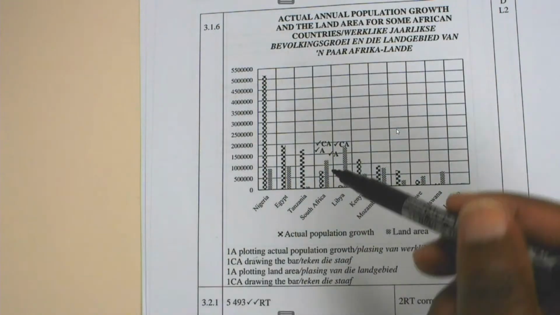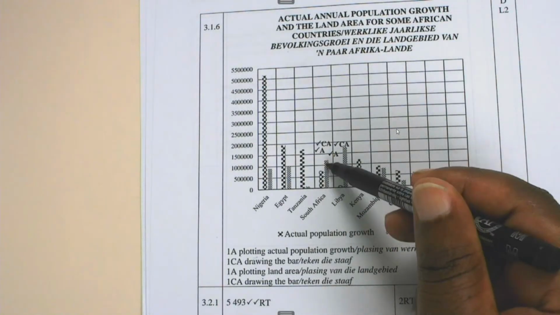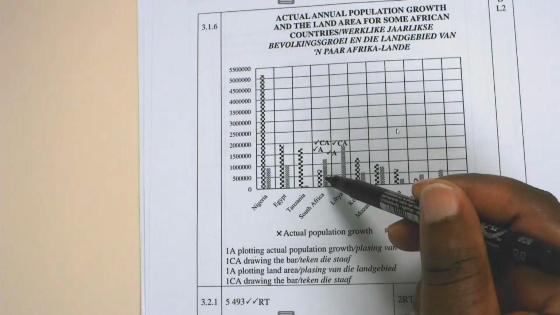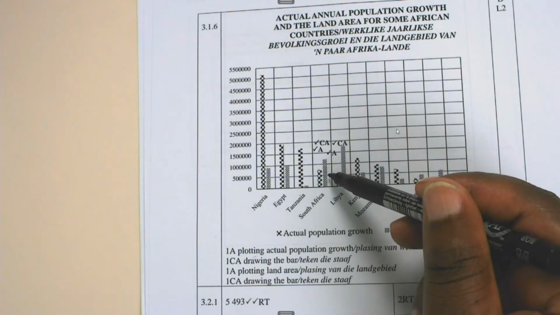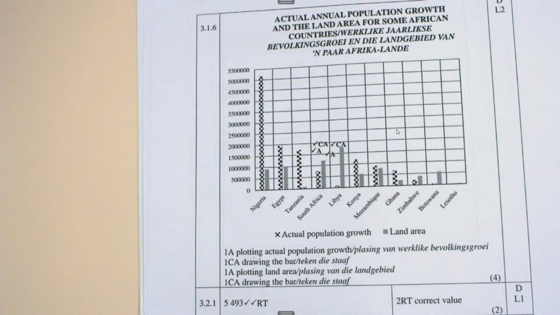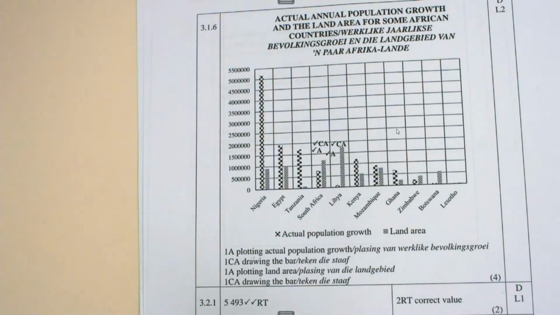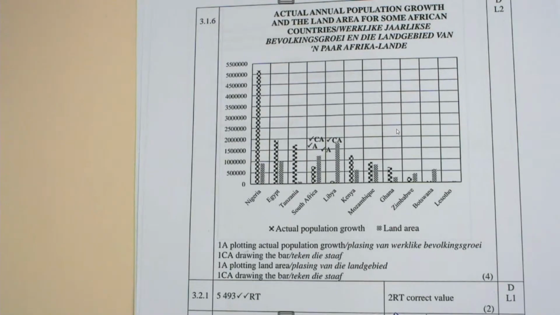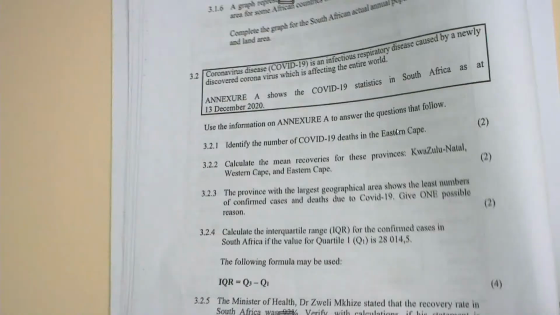If the learner drew a bar, and it's incorrect, you see A, the same as here. So the learner can get 2 out of 4 if the learner didn't plot correctly. The learner will get 2 out of 4 for, you see A, the bar for the population, and you see A, the bar for the land area.